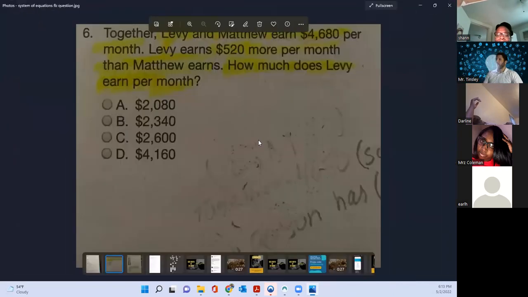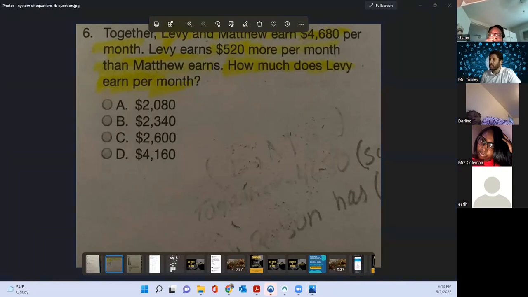Okay, so can everybody see that question? It said together, Levi and Matthew earn $4,680 per month. Levi earns $520 more per month than Matthew. How much does Levi earn per month? Wow. How do you even do this problem? Can anybody even tell me how to do this problem? Where do you even start?